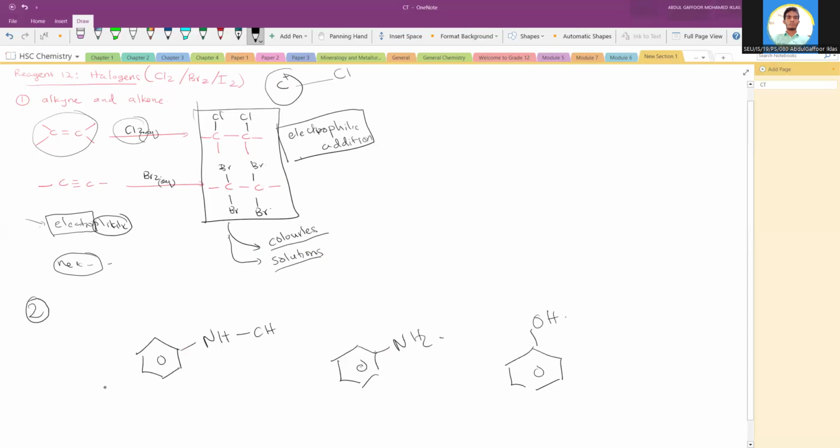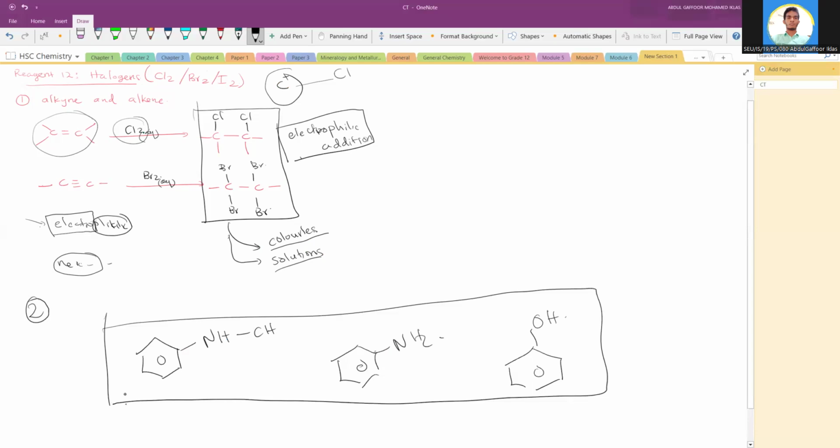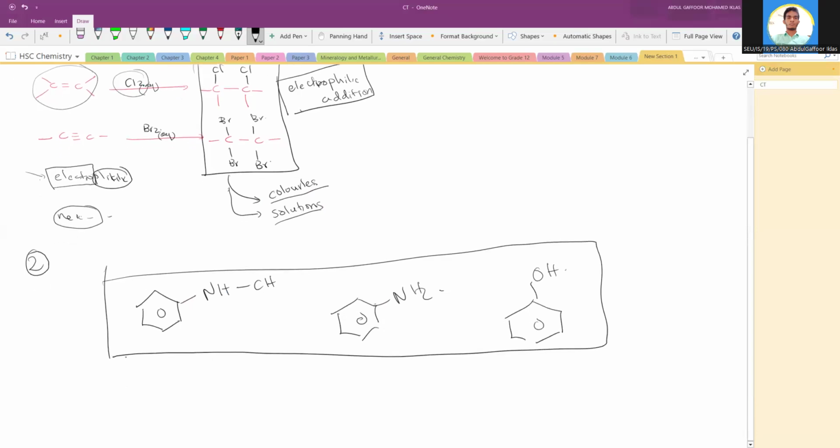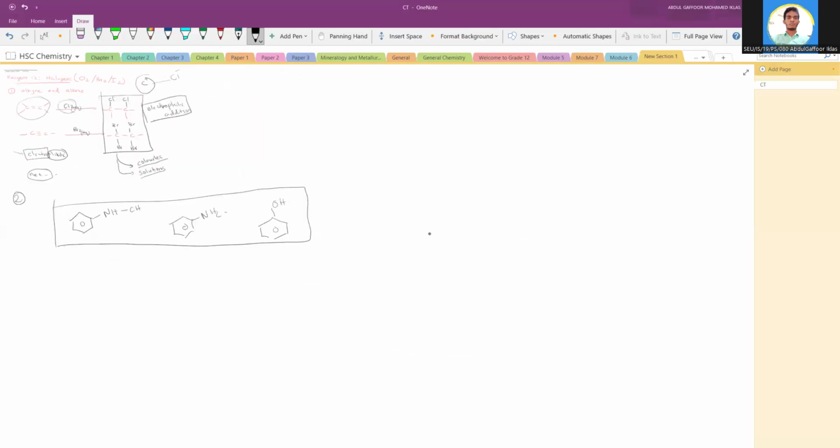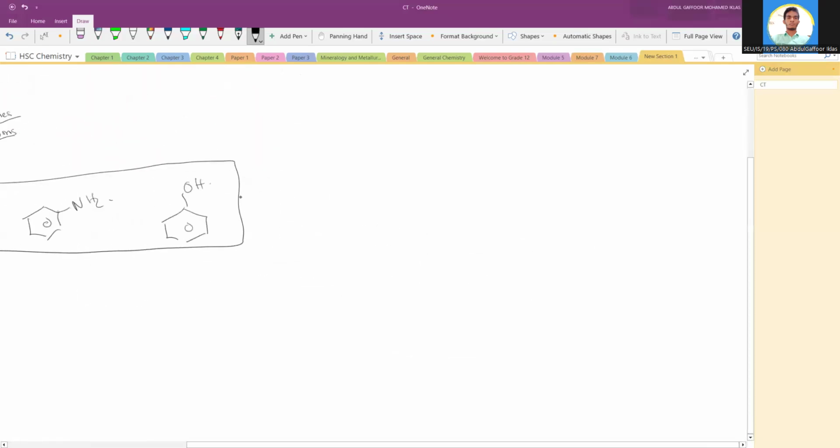If you have these systems and you put halogens, Cl2 or Br2 or I2, so in common we can put X2, right? So what will happen is you will yield a tribromo or trichloro substituted product.